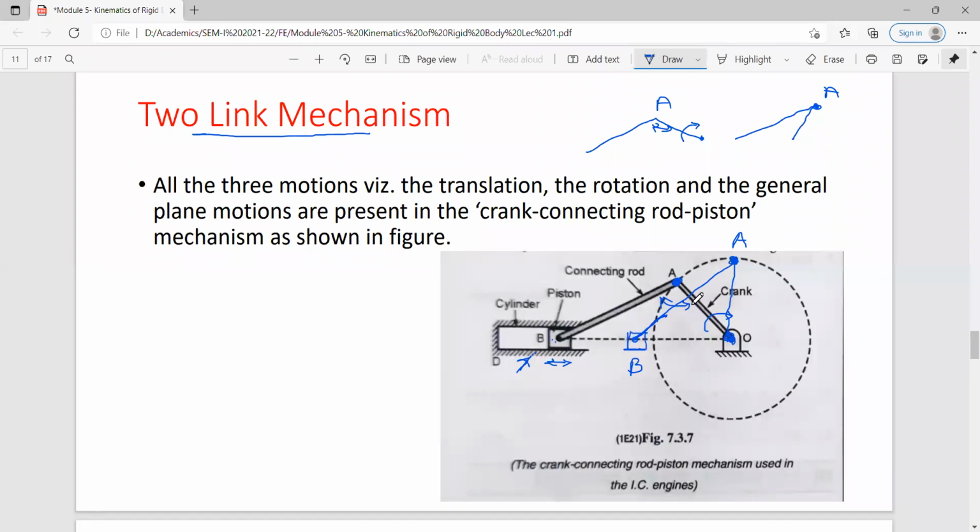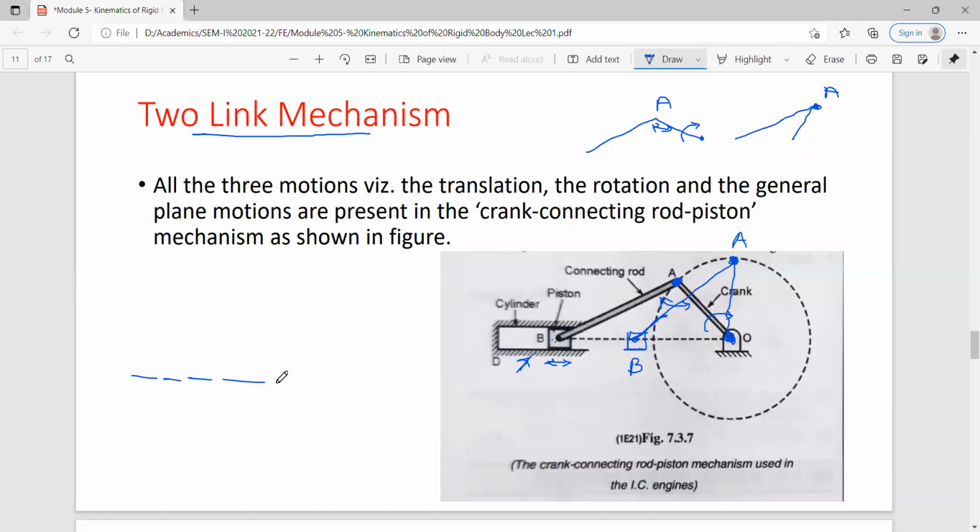So how is this motion? This crank will continuously rotate 360 degrees, and this piston B will reciprocate in the cylinder. ऐसे वो reciprocate होगा. Are you getting this mechanism? Yes or no? Yes, sir. Okay, so I will draw it.